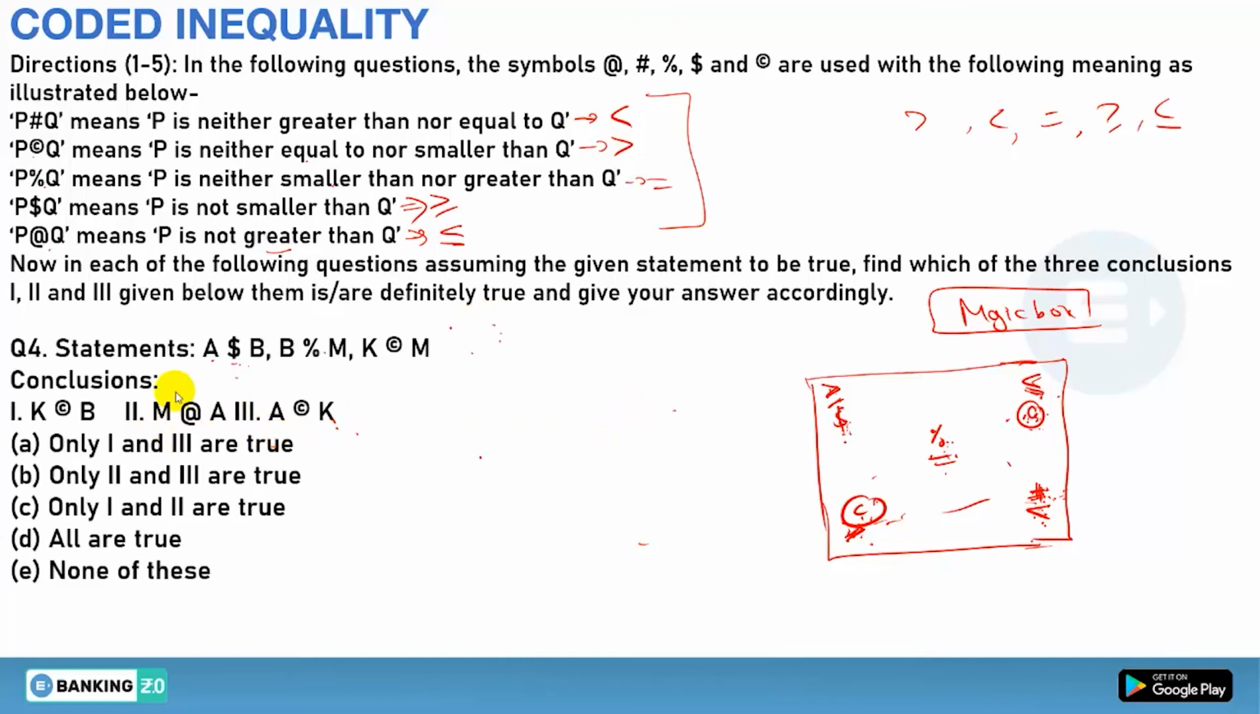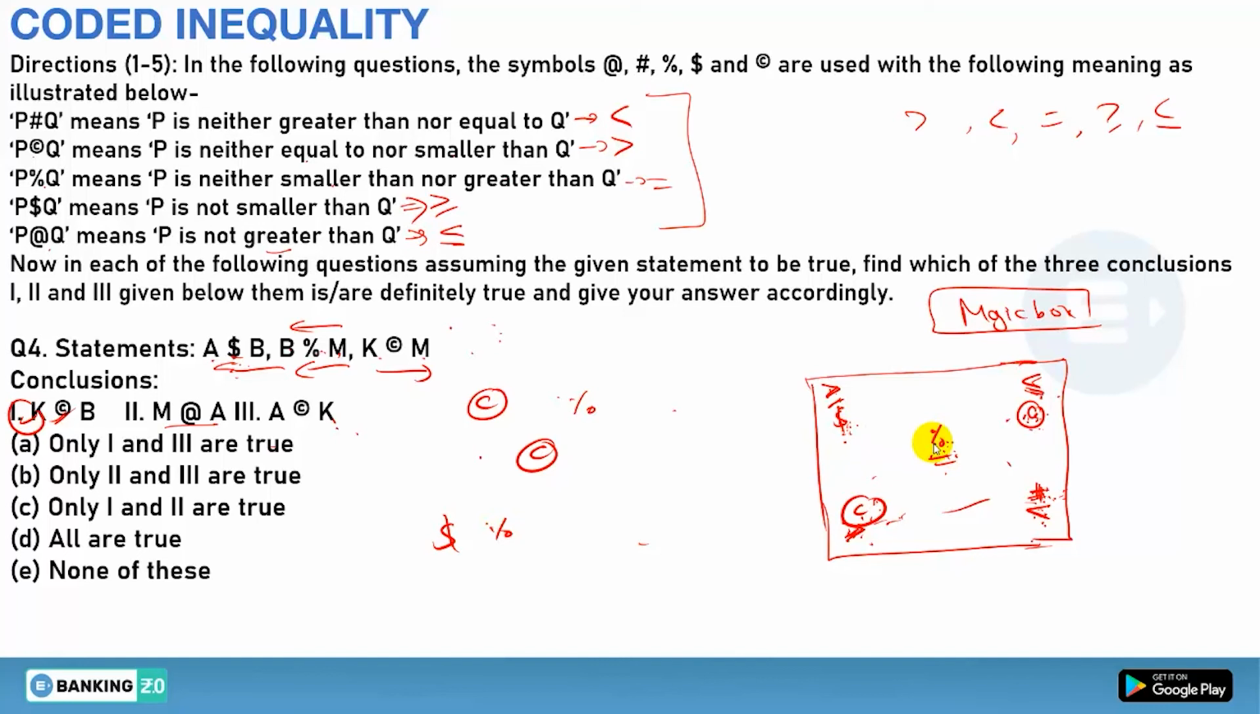So let's see. First of all, K to B. K to B, K to M and M to B. K to M is forward, so that will be copyright, and this is backward, so percentage will remain percentage because it is equal to. Between copyright and percentage, what will come? That will be copyright. There is copyright. So the first is true. That is for sure. Now M to A. M to B, B to A. Both are in backward. So we are getting dollar and percentage. So where is dollar and percentage?